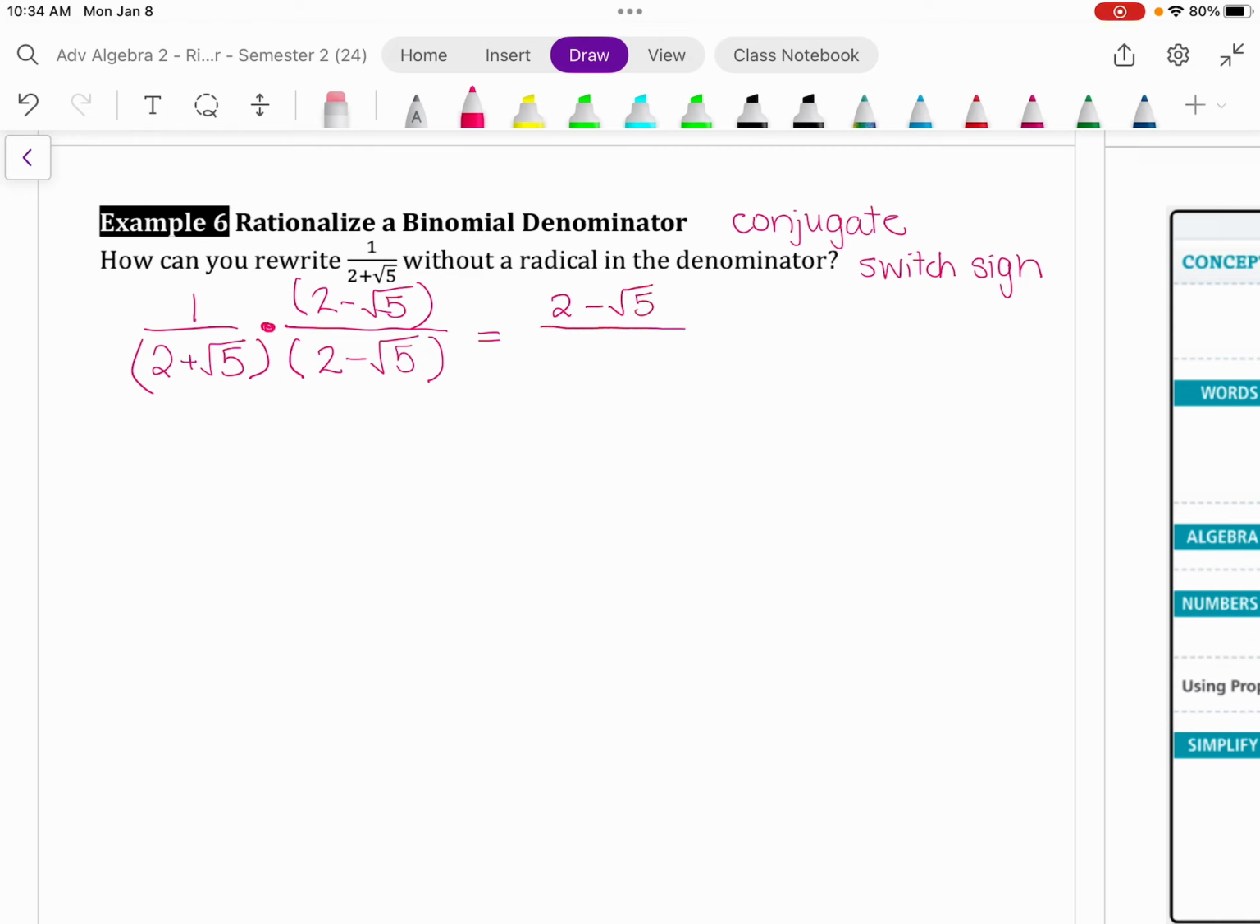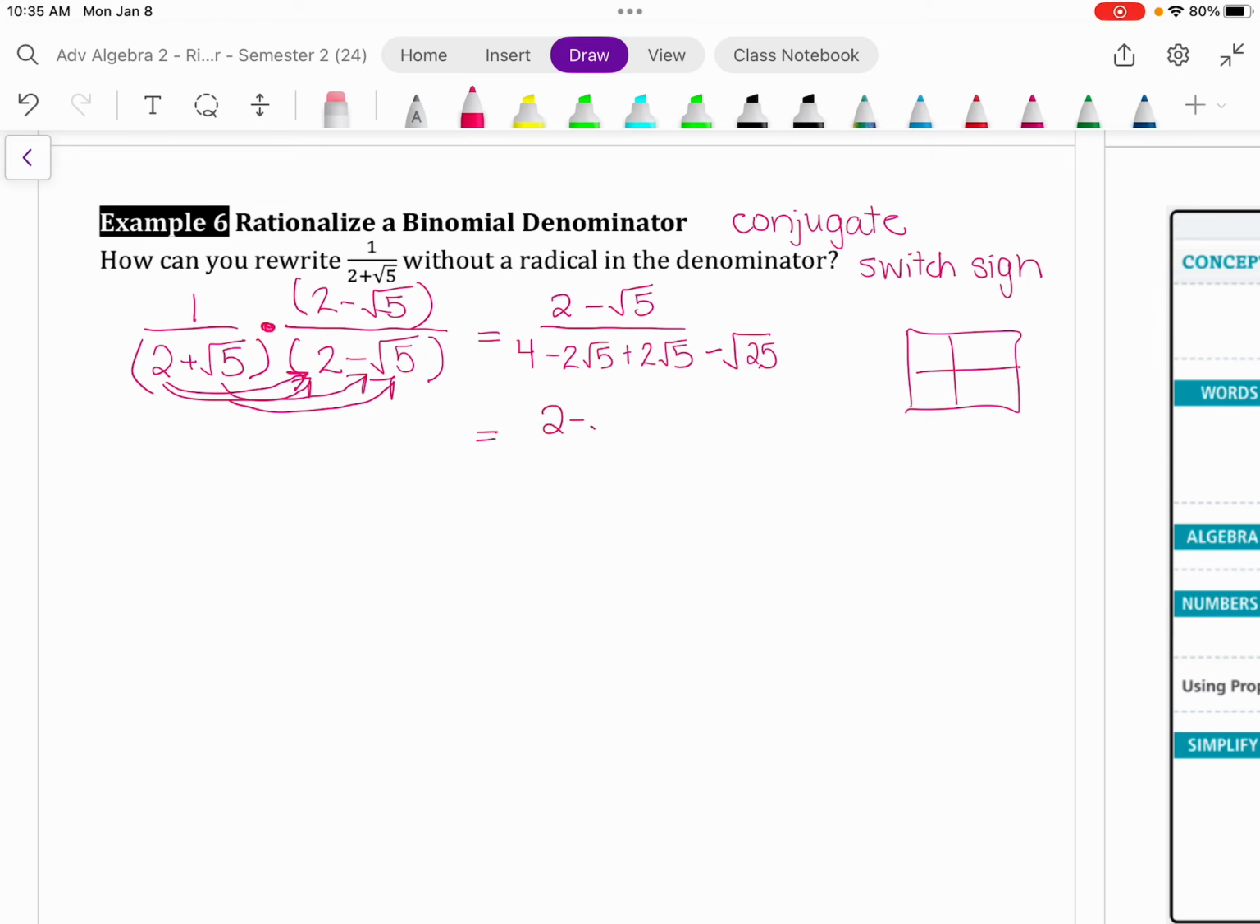Okay, this one I need to either do the box over here, feel free, or I can do it this way. So 2 times 2 is 4. 2 times negative square root of 5 is negative 2 square root of 5. Positive square root of 5 times 2 is positive 2 square root of 5. And last times last, positive square root of 5 times negative square root of 5 is negative 5. Okay, so I will actually write that in 2 steps because some of you may need that. So 5 times 5 is 25. So let's put square root of 25.